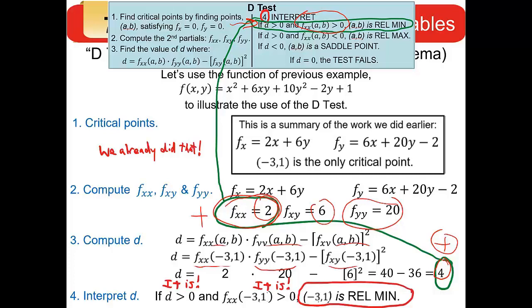Once you practice this, it is not that difficult. You've got to be really careful getting your partial derivatives. You've got to write the formula d down correctly, and then be very careful with the arithmetic. But the process is not difficult. If you're having trouble with this, go back and do it again and again until you can flow through this without making any mistakes.